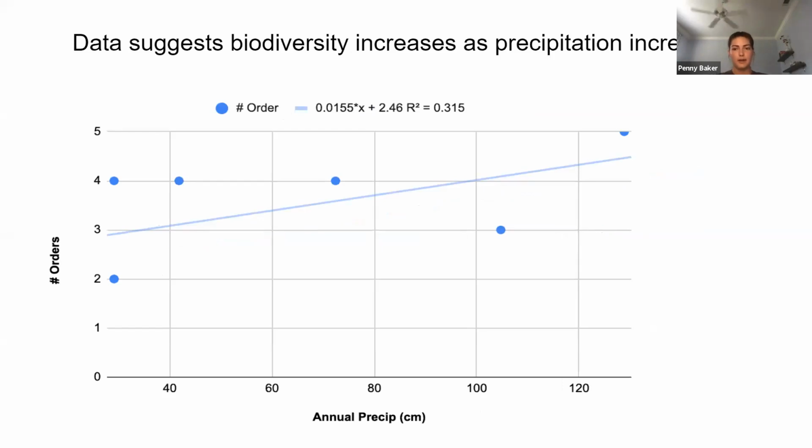Similar to the previous graph, here we have one comparing annual precipitation from each biome location tested to the number of orders found at the sites. Again, this data suggests that as precipitation increases, so does the biodiversity. Next.